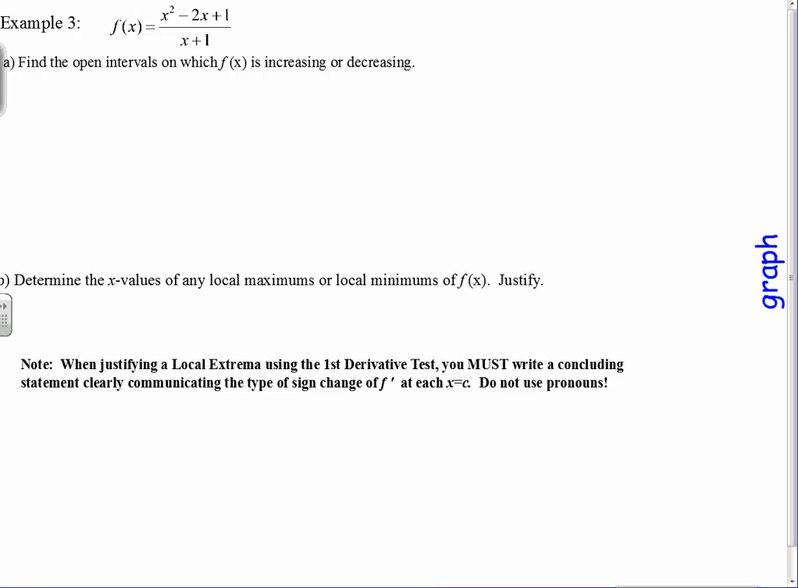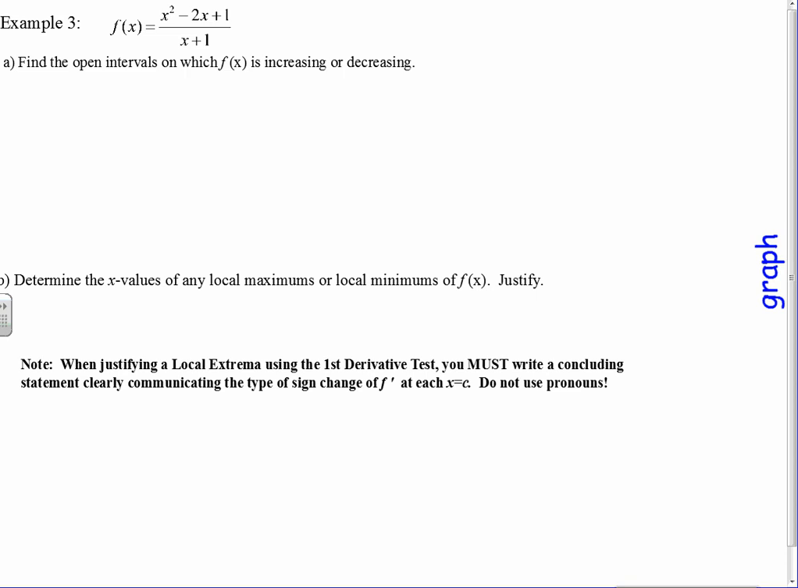So let's do a little practice here. I've got example 3 for us to run through. It looks like it is a rational function. And rational functions we know are continuous functions that are differentiable everywhere on their domain. And usually the key point is on their domain.